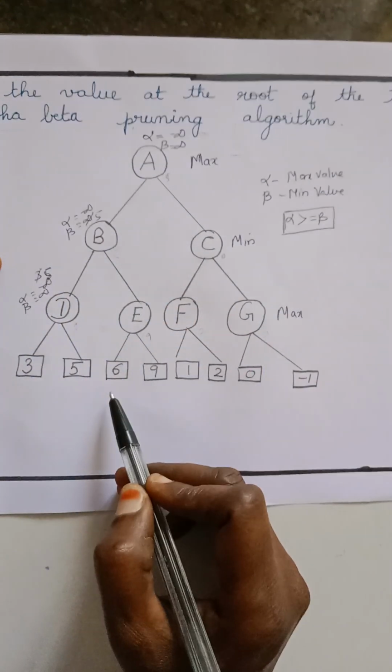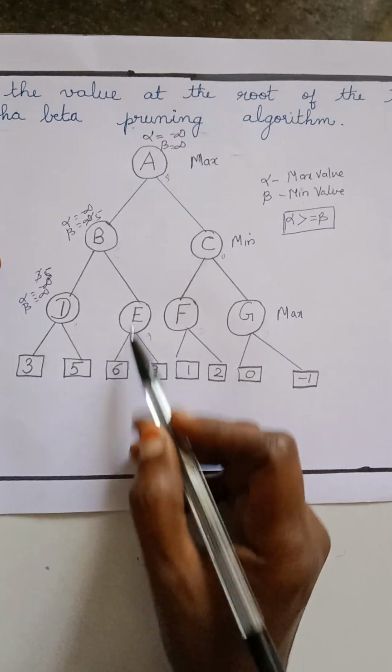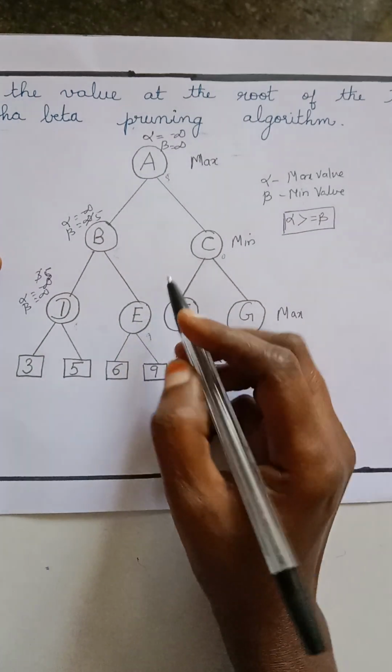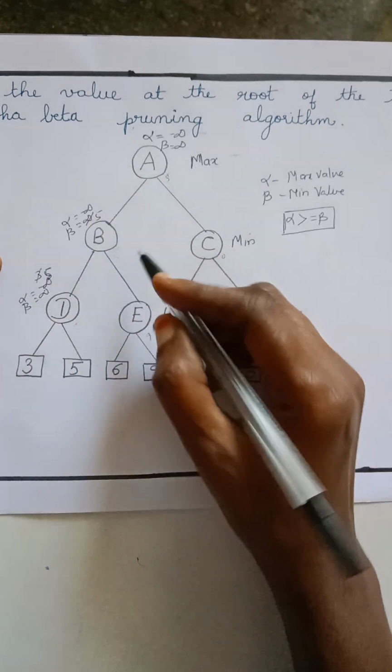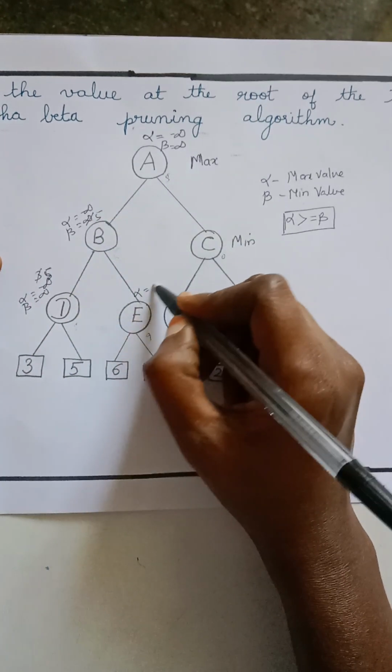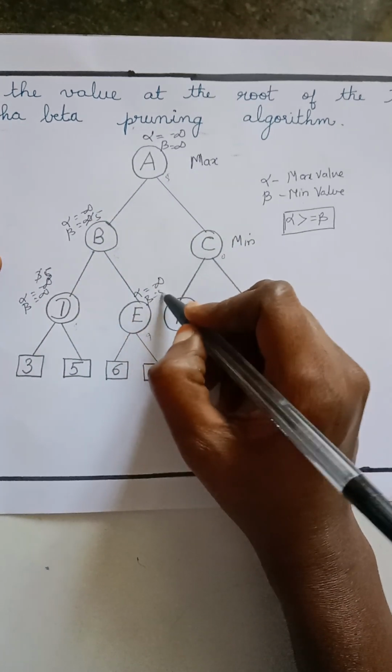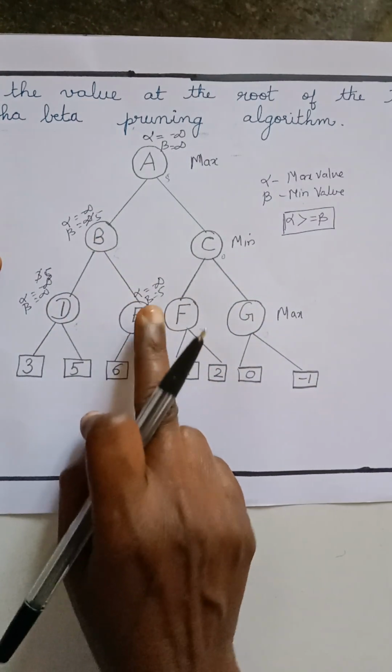Next you have to go to the right part of this tree. Here you copy these values down. So alpha becomes minus infinity, beta is 5. You have to update the current values down.